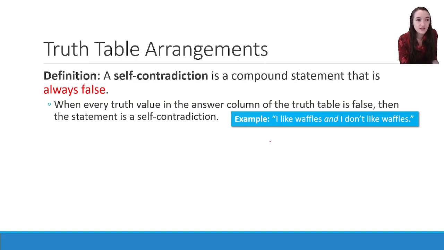Now, a very easy example of a self-contradiction would be to say, I like waffles and I don't like waffles. I'm obviously contradicting myself. I have said something, and then I say the exact opposite is also true. That's impossible, right? So this is a self-contradiction. It's not possible for me to be telling the truth because it's kind of a paradox situation. It doesn't make any sense. How could this ever be true? So it has to be a lie.